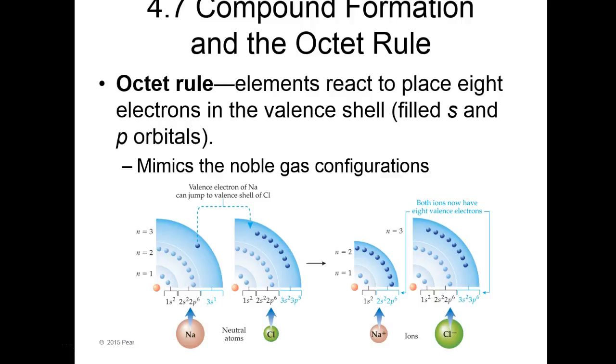Next, we're going to look at the octet rule. Elements react to place 8 electrons in the valence shell. So that's where they want to be. It's a filled s and p orbital. It mimics the noble gas configurations. So here we see the sodium and chloride that we just referred to. Sodium has 1 and chloride has 7. They will combine together to make 8. Okay? Sodium is positively charged and chlorine is negatively charged.